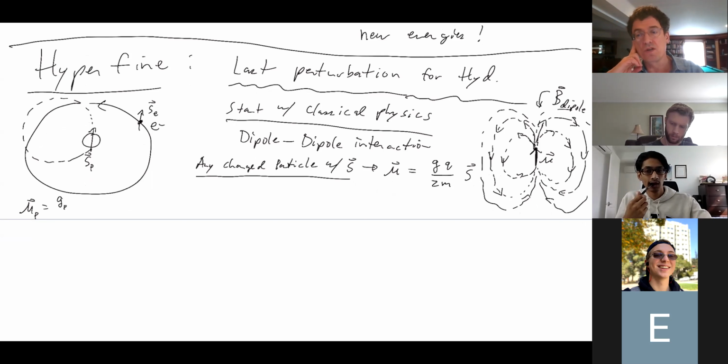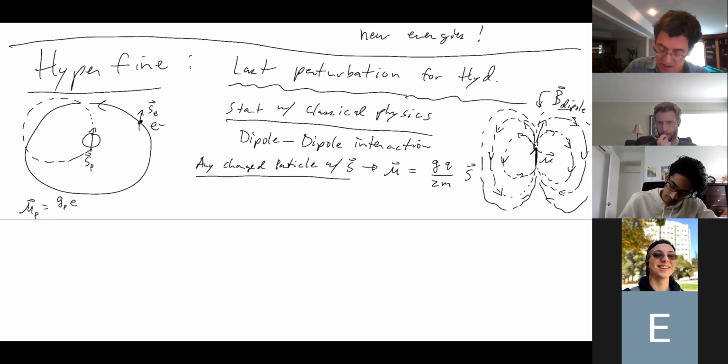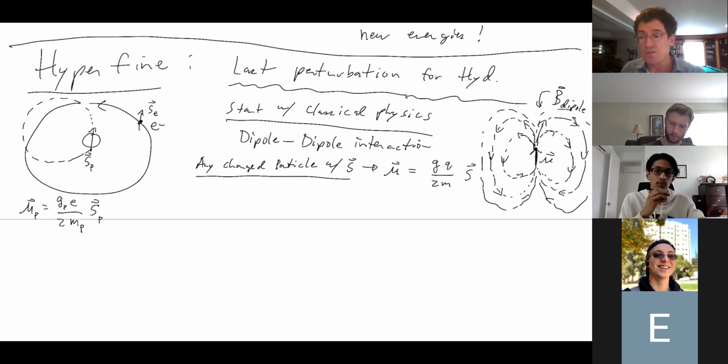What's Q of the proton? Yeah, say it again. E. Good. Exactly. We'll have E as a positive number. Okay, positive E, where that's the positive charge of the electron. That's right. And 2 over m, but now it's the mass of the proton, m sub p, in the denominator, times the spin of the proton. So that's the magnetic dipole of the proton, according to the rules of quantum mechanics.